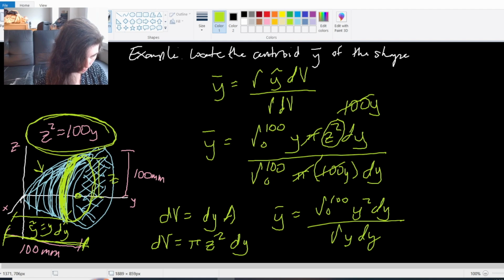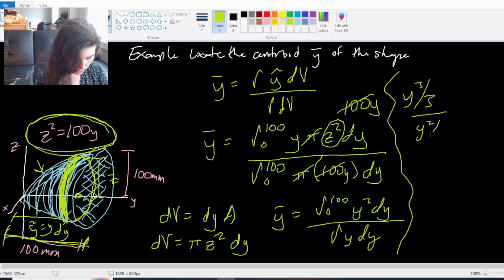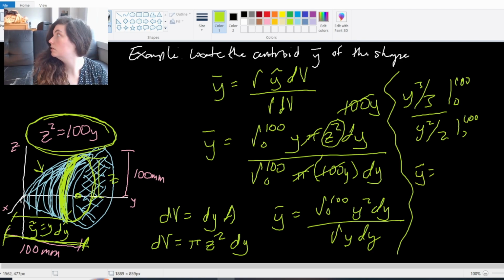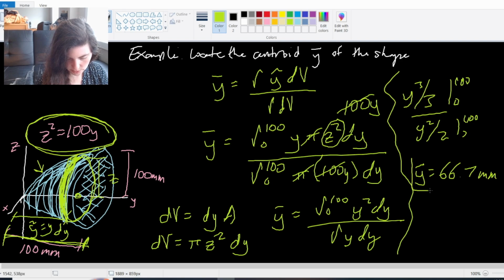which is going to give me y cubed over 3 over y squared over 2, each from 0 to 100. And that gives me my final answer. Y bar is 66.7 millimeters.